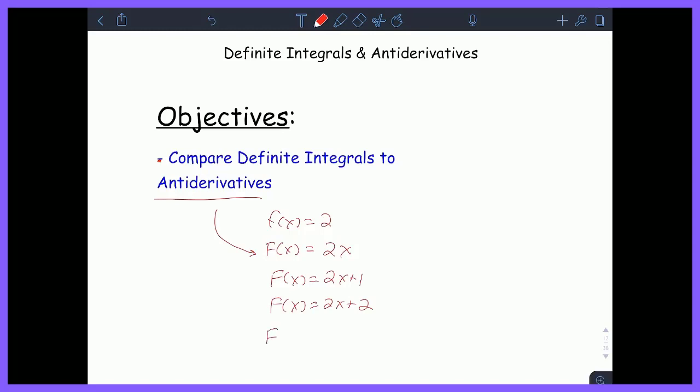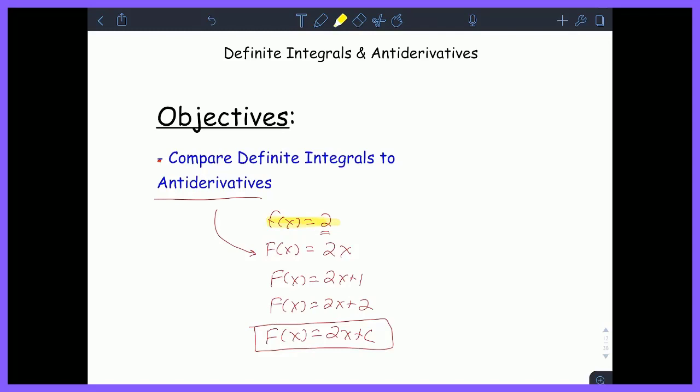So we can just summarize my antiderivative family to be 2x plus c. And I know now that this is the family of functions that, if you take the derivative of them, you would get the original function f of x equals 2. Well, we also know enough about integrals now to understand that if I took the derivative of an integral, I would end up back at f of x, right?